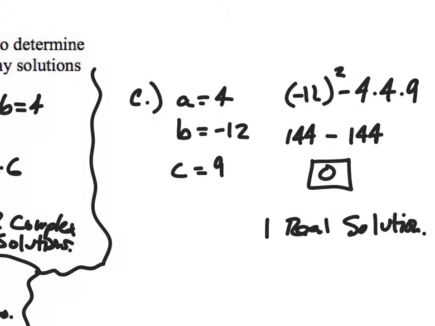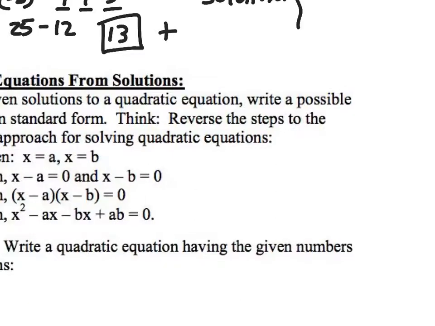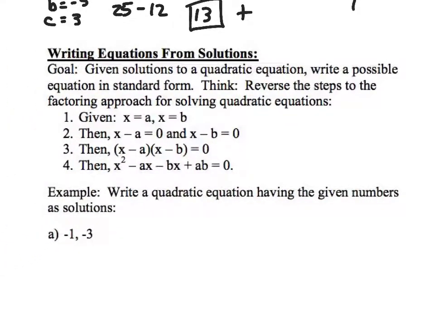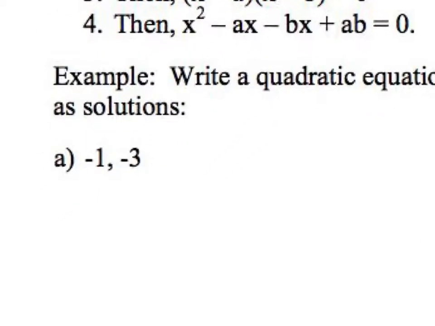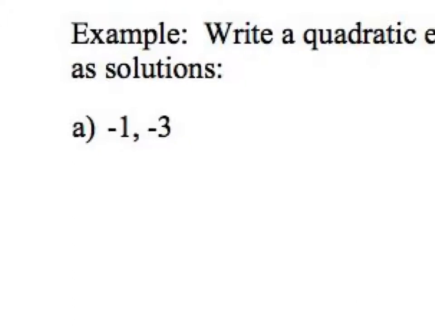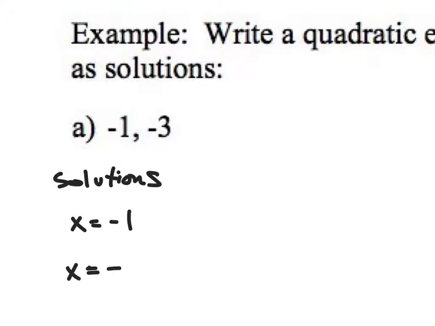Now let's take a look at the next few options, and we're going to be writing equations from the solutions that we have. If I know that my graph crosses the x-axis at -1 and say 3, here's what I know. We're going to work backwards. My solutions, and we call them zeros, I'm going to write these down. I've got x equals -1, and x is equal to -3.